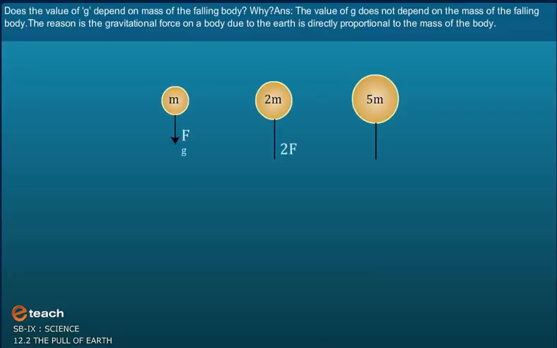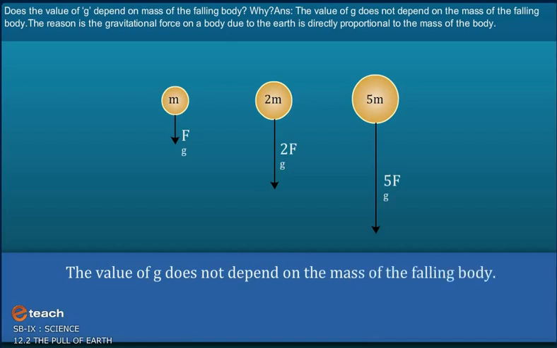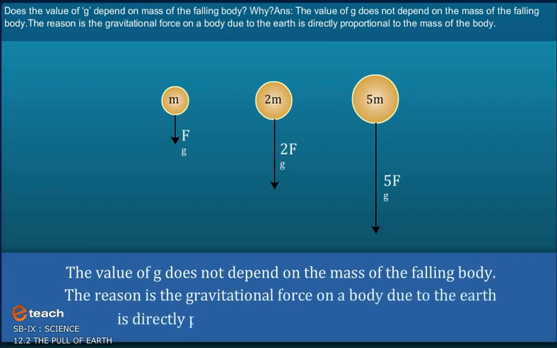Does the value of g depend on the mass of the falling body? And why? The value of g does not depend on the mass of the falling body. The reason is that the gravitational force on the body due to the earth is directly proportional to the mass of the body.